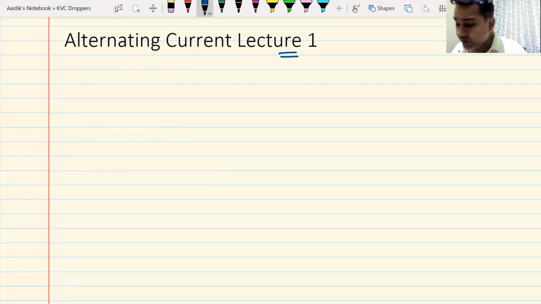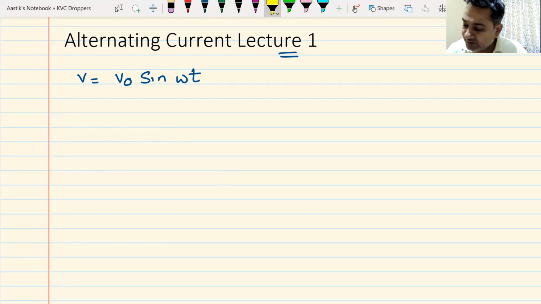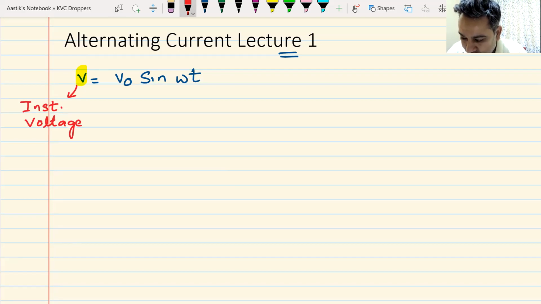Let me write an equation. V is equal to V naught sine omega t. Now let us try to understand what it could mean for us. What does this V mean? This V means the instantaneous value of voltage. You understand the meaning of instantaneous? At any moment. Do we understand this?